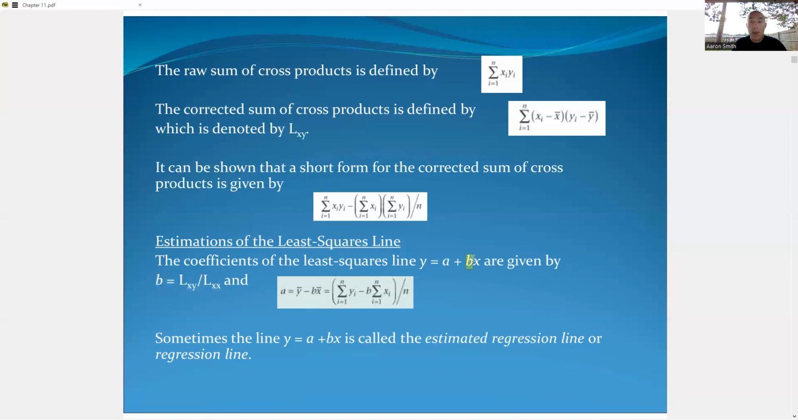Now I know what the B is. X bar, I know. Y bar, I know because it comes from my data. Now I can get the A. All right. And so this is the estimated regression line, or just the regression line.